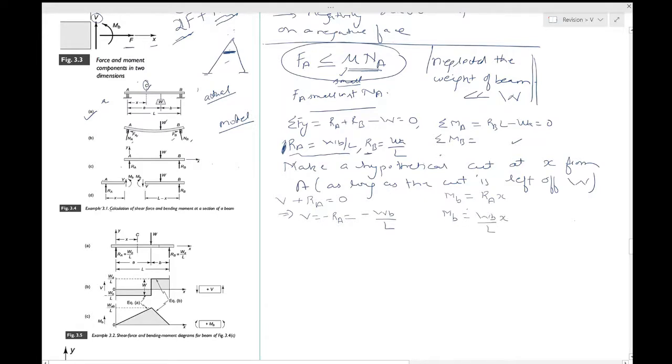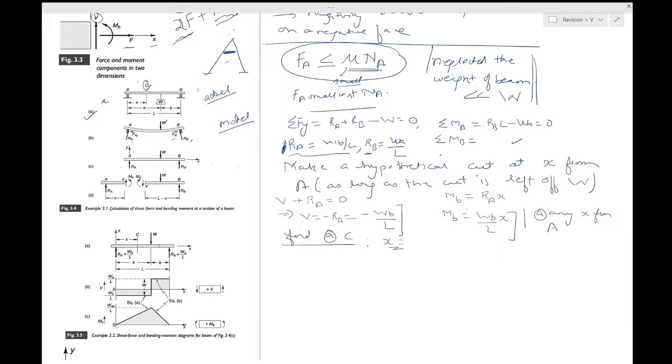So at any point x from A, the shear force is equal to this, the bending moment is equal to this. And if you want to find it at C, x becomes equal to whatever value is there at C. So in this case we have taken it as x. So that's how you find this.